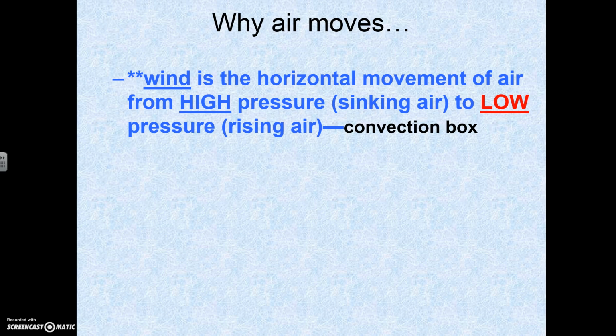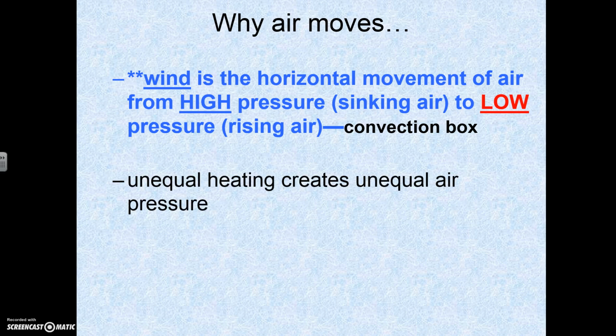So why does air move? Well, wind is the horizontal movement of air. It goes from high pressure to low pressure. And we will actually look at a convection box later on this week where you can see wind making its movement through the box. So make sure at the top of your notes you have high and also low. So it goes from high to low.